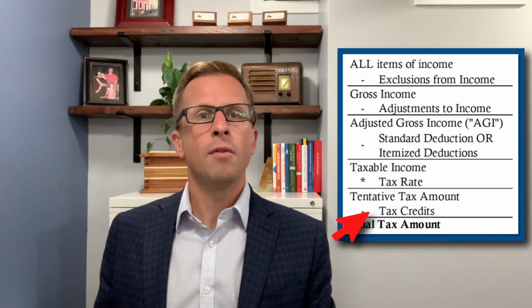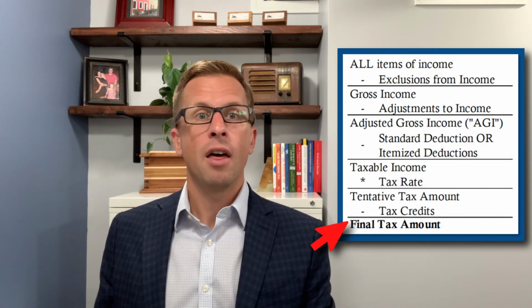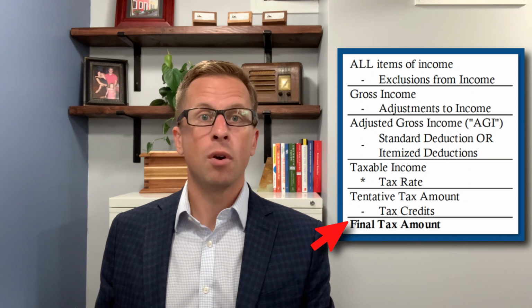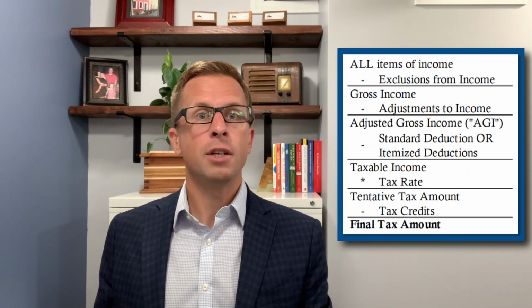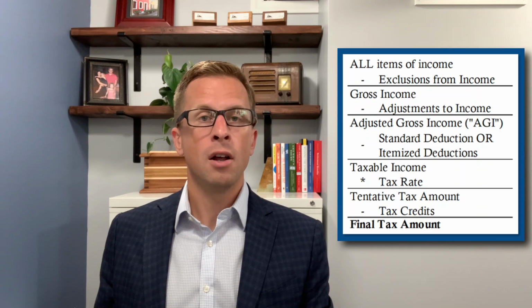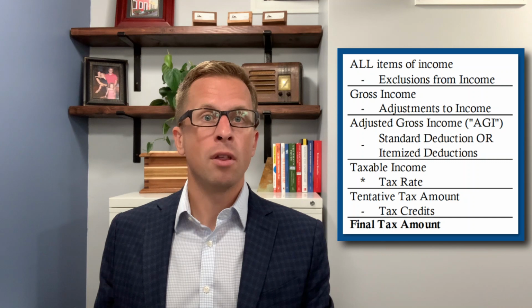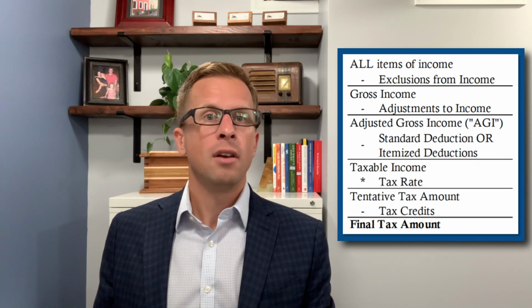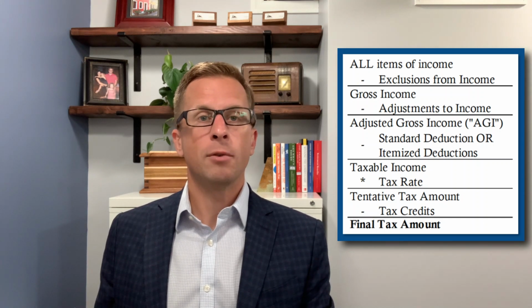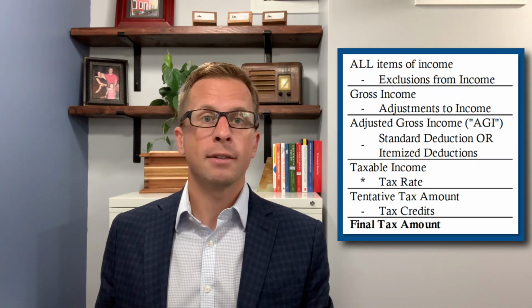After you subtract all of your tax credits from your tentative tax amount, you arrive at your final tax amount. That's how much tax you're liable for paying for that year. Now separately, assuming you had taxes withheld from your paycheck or other sources of income during the year, or if you made estimated tax payments throughout the year, you may have already paid more than your final tax liability. In that case, you'll be entitled to a refund for the difference. Otherwise, if your withholdings and estimated tax payments were not enough to cover your eventual tax liability, you'll have to pay the difference at tax time.